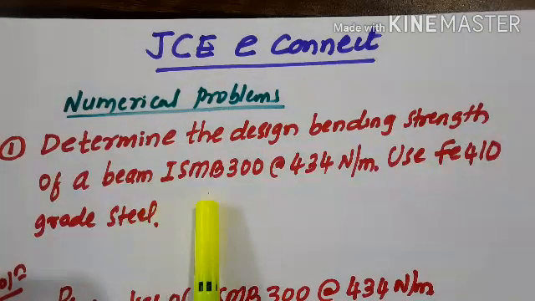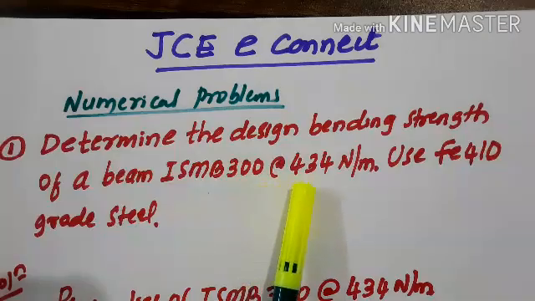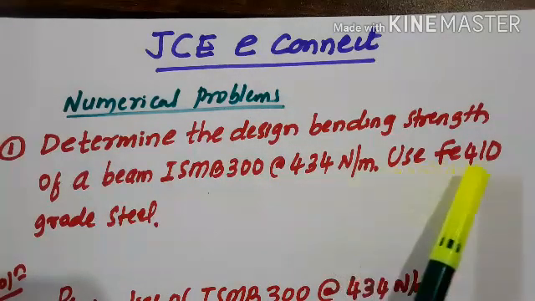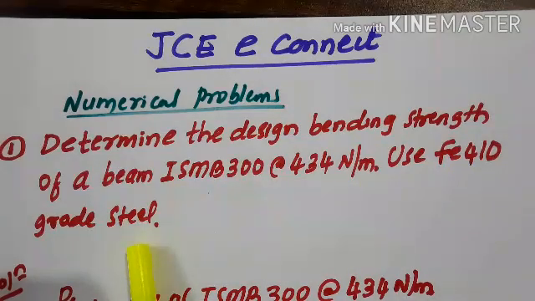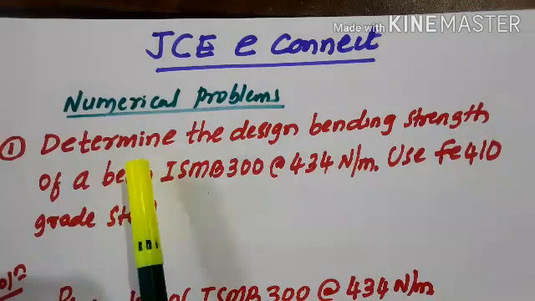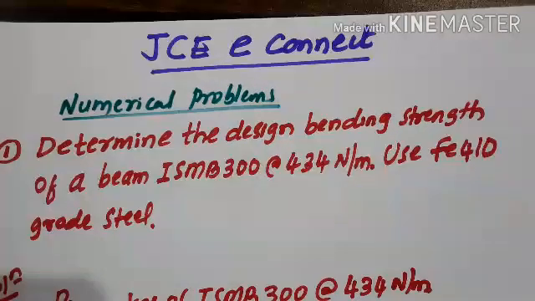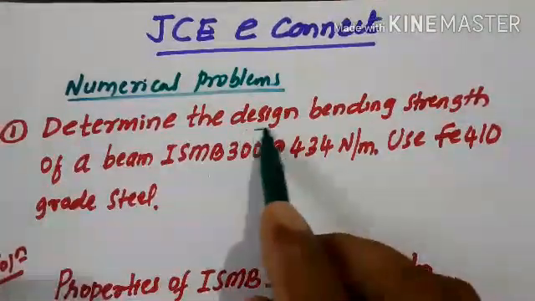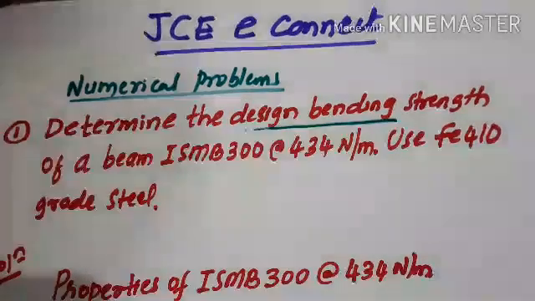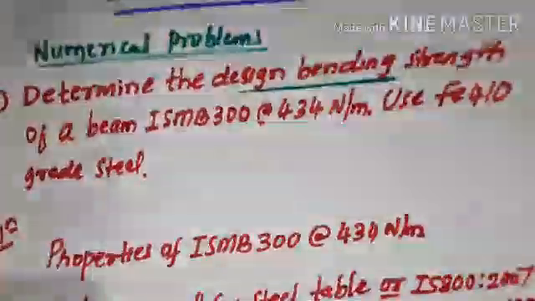So let us take the first numerical problem: determine the design bending strength of a beam ISMB 300 at 434 Newton per meter. Use Fe 410 grade steel. So this is the problem given. They are asking to determine the design bending strength.